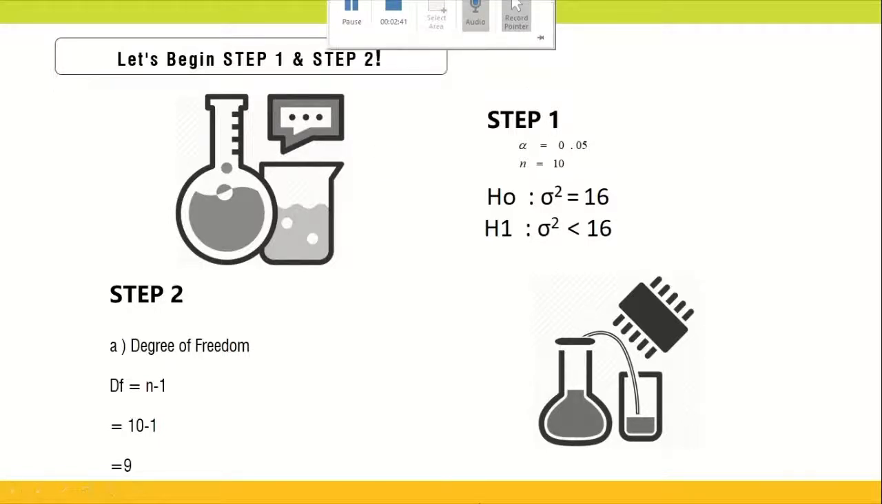So these are the steps to do the hypothesis testing. We find the hypotheses by analyzing the null hypothesis H0, which is that the variance is equal to 16, while the alternative hypothesis is that the variance is less than 16. We assume that the level of significance, or alpha, is 0.05, while n is equal to 10, and the degree of freedom is n minus 1, which is 10 minus 1 equal to 9.